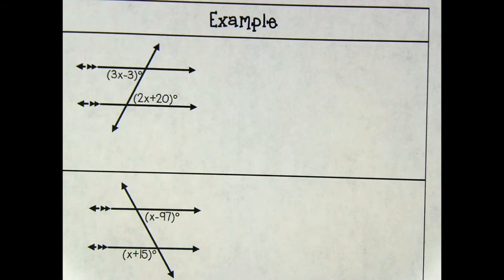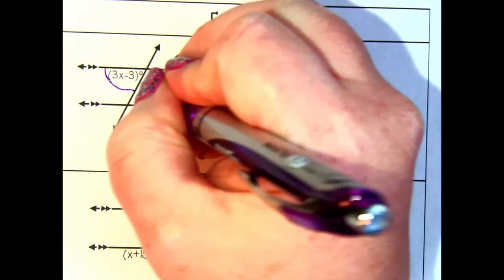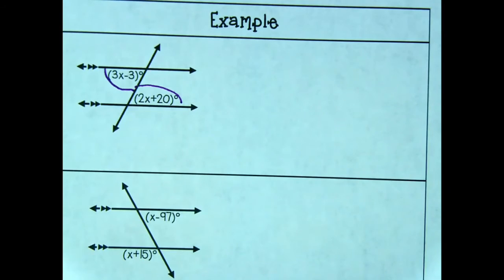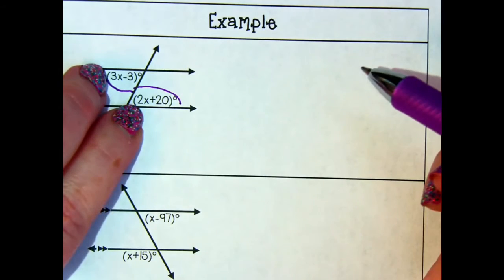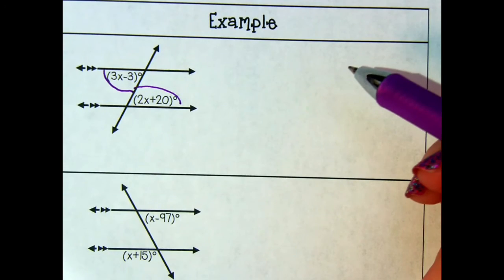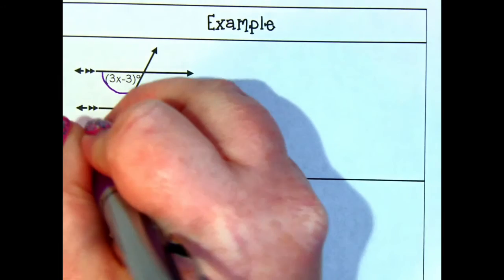We also have examples that involve algebra. In this example, I am given these two angles. I can see that they are on alternate sides of the transversal in the interior, so that means that these are alternate interior angles.